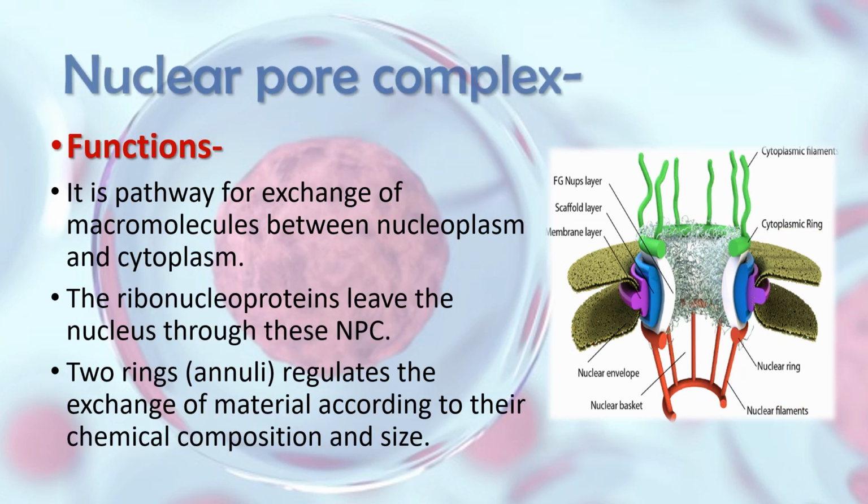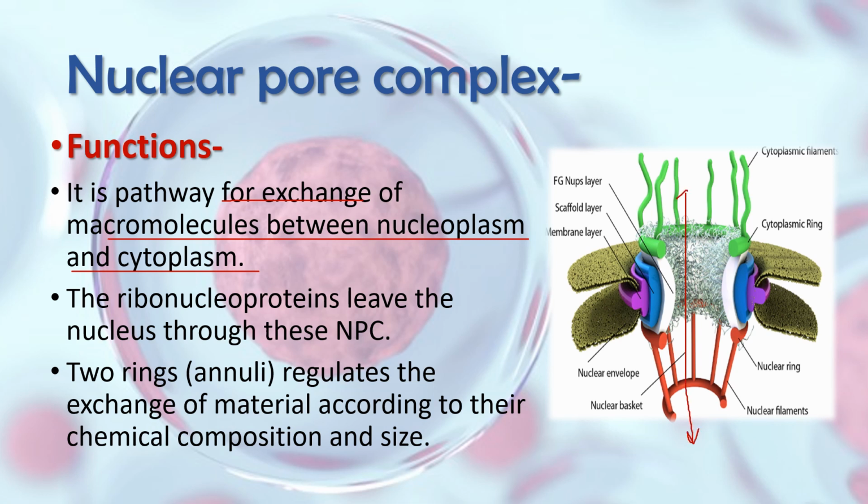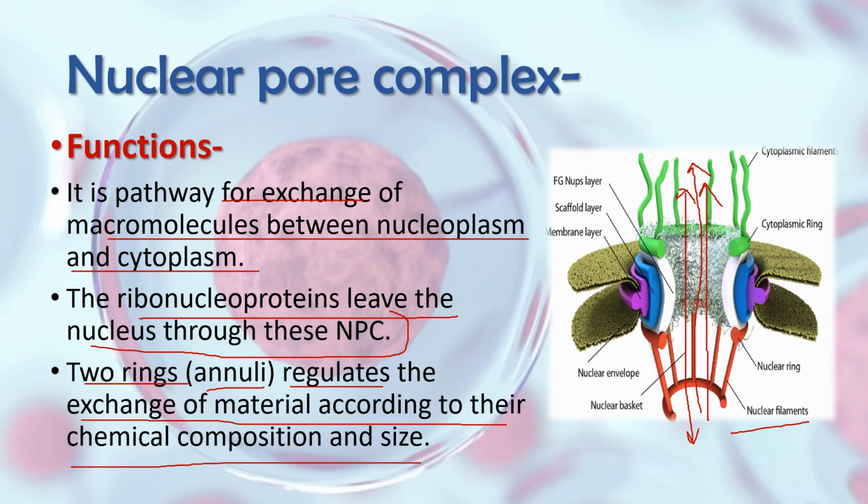Now the functions of the nuclear pore complex. It is a pathway for the exchange of macromolecules between the nucleoplasm and the cytoplasm. Here this is the channel through which the exchange of material between the nucleoplasm and the cytoplasm takes place. The ribonucleoproteins leave the nucleus through these NPCs. The ribonucleoproteins that are formed inside the nucleoplasm leave the nucleus through these pores. The two rings or annuli regulate the exchange of material according to their chemical composition and size.